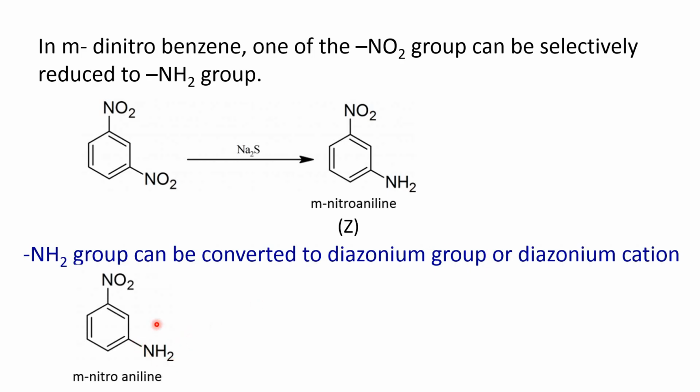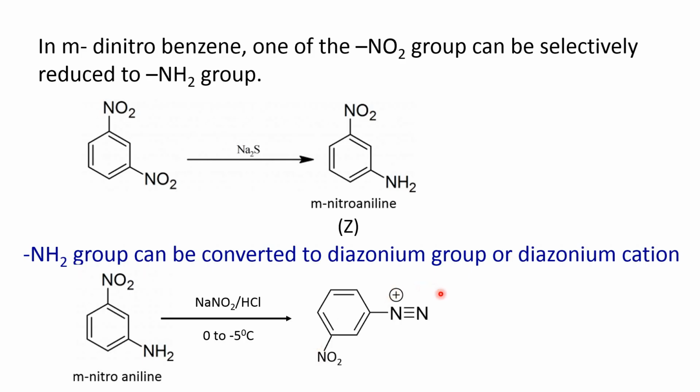When this amino group, that means aromatic amine, here it is meta-nitroaniline, is treated with nitrous acid, which is generated in the medium by using sodium nitrite and hydrochloric acid at low temperature, 0 to -5 degrees centigrade, then we will get this diazonium cation. And this diazonium group can be replaced by many other groups. That means from this diazonium salt, you can prepare a number of compounds. So it has a high synthetic importance.